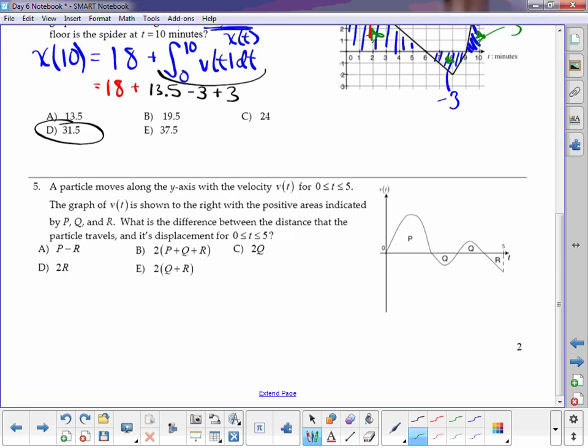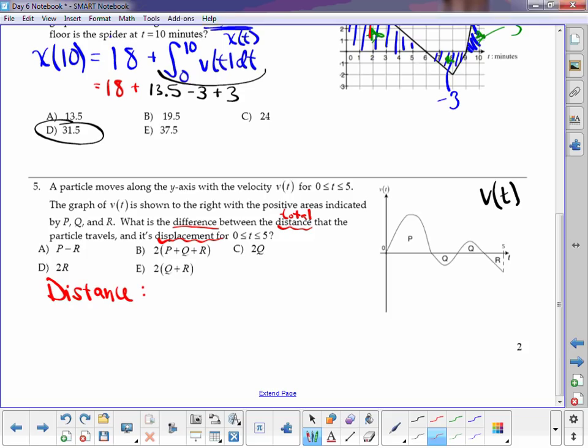Number 5. A particle moves along the y-axis with velocity, and so on. The graph of v of t is shown to the right with positive areas indicated by P, Q, and R. So this is my velocity graph. What is the difference between the distance that the particle travels and its displacement? Leave it to AP to make you do a whole bunch in one question. Alright, so distance, again, that's total distance that we're working with, and displacement. So first, let's identify our distance.